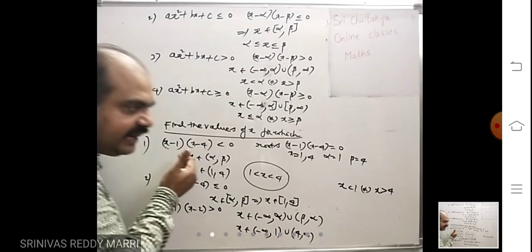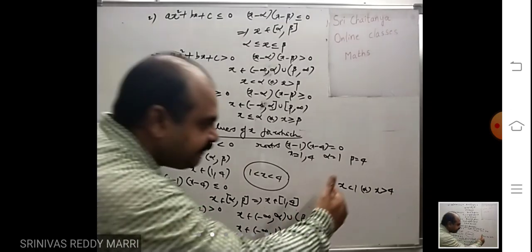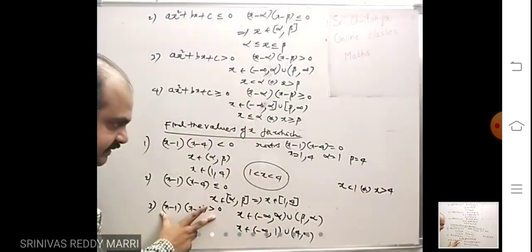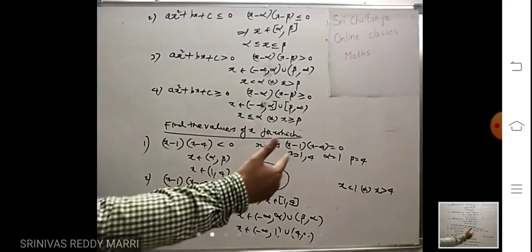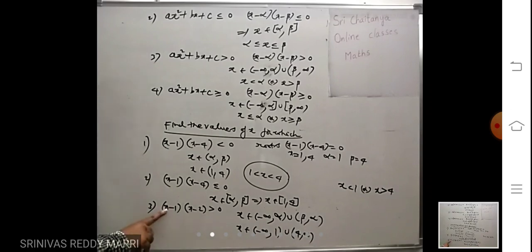Less than 1 you take any value, let us say minus 2: minus 2 minus 1 into minus 2 minus 4, that is minus 3 into minus 6, positive. Satisfied. That means all the values x less than 1 will satisfy this. Similarly, take a value greater than 4, say 5. Substitute here: 5 minus 1 into 5 minus 4, so 4 into 1, positive only.